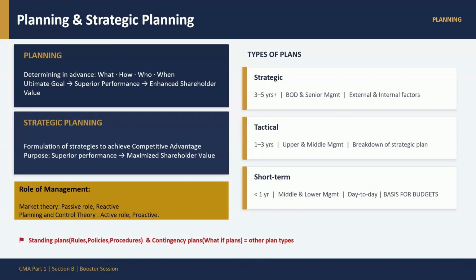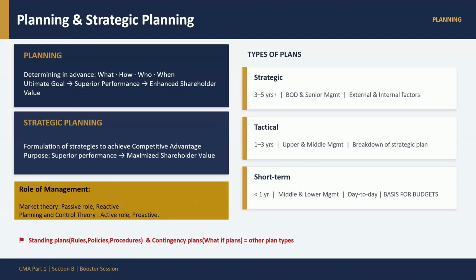Okay. So why do they need the superior performance? Because that helps them increase their profitability, and if their profits increase, they will be able to enhance the shareholder value. Okay. So next up, we have strategic planning. So strategic planning, in the sense, we plan our unique strategies that makes us stand out of the competition, so that we will achieve the superior performance.